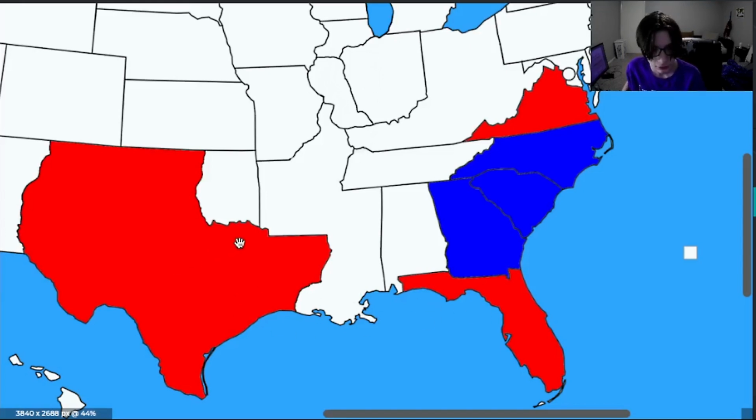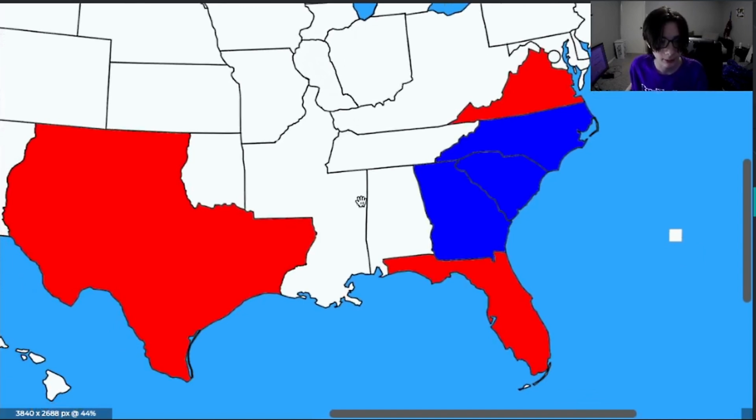Texas has 225,000, because we're also combining New Mexico, northern Louisiana, most of Oklahoma. And Virginia has like 250,000. So these guys have over 500,000 troops. These guys have about a third of that. So this will be the bloodiest war that we have ever had, most likely.